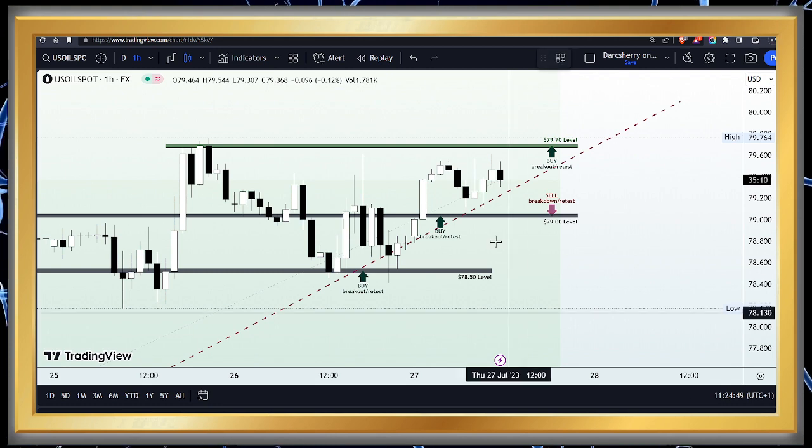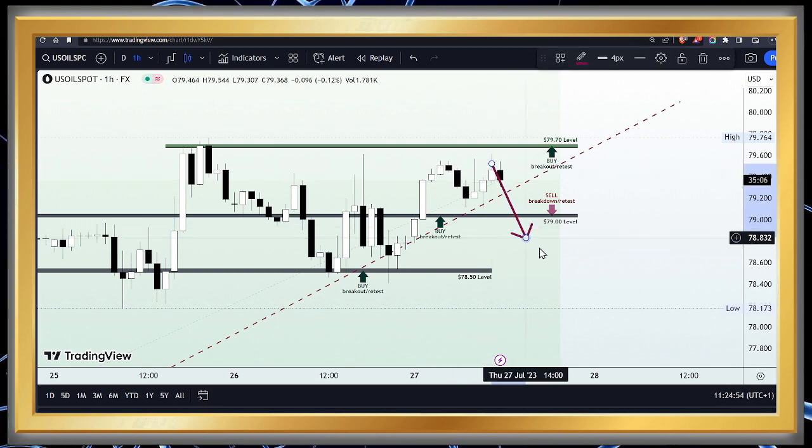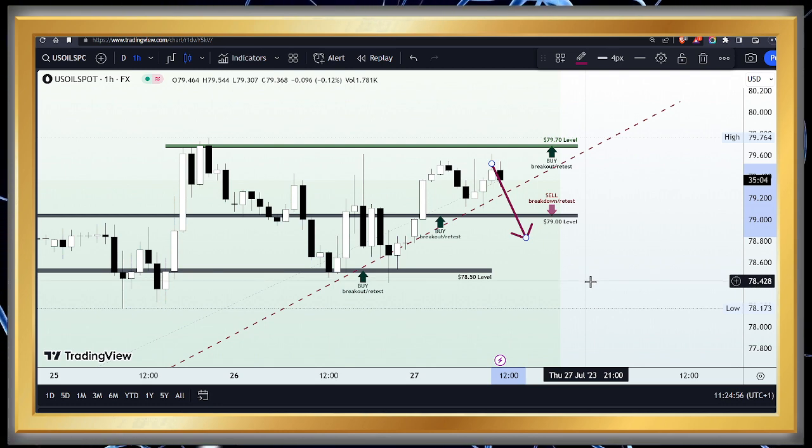So if price action slices through that trend line, and if possible goes as far as breaking down the $79 level, then at this point we want to start considering selling. But remember, we are not going to be jumping into a sell position at this point, or just jumping right in with a sell stop order, as we will need a confirmation to happen before we join, as a breakdown of this trend line could still turn out to be a false breakdown.